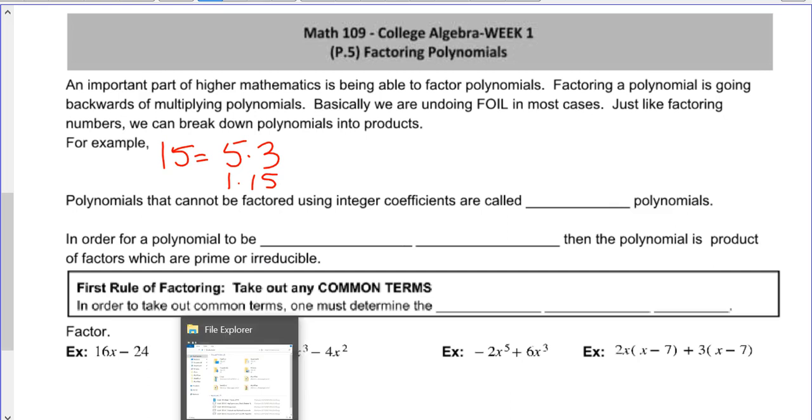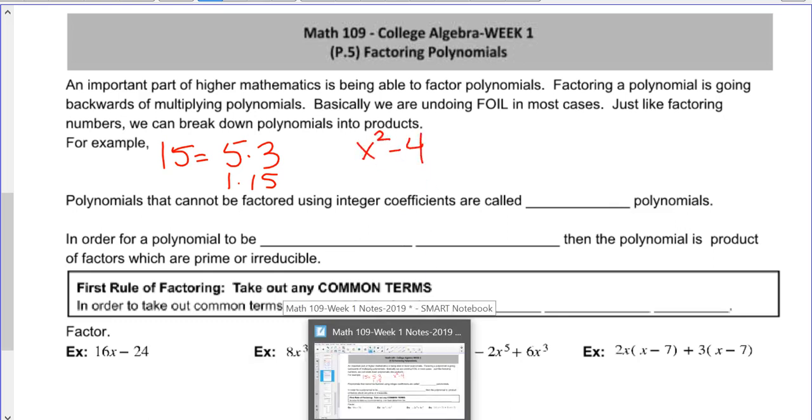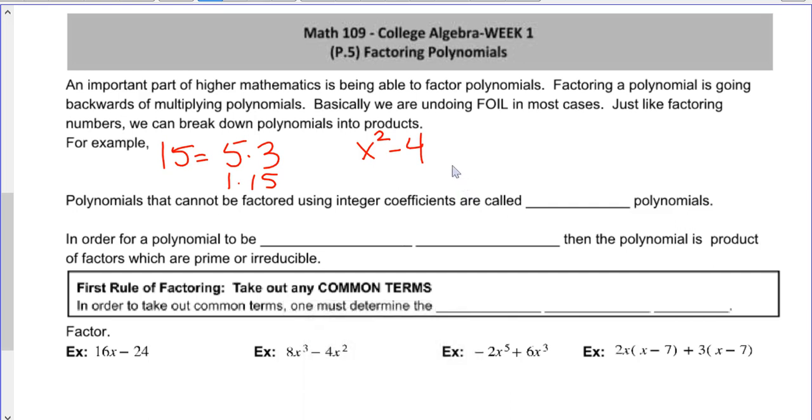Those we can break up into individual pieces, but when we have a polynomial, for instance, x squared minus 4, and when we want to look at the factors of that, that would mean we would have to figure out what do we multiply by each other, or in some cases by itself, to create this x squared minus 4.